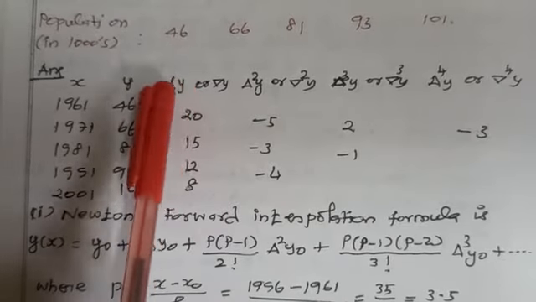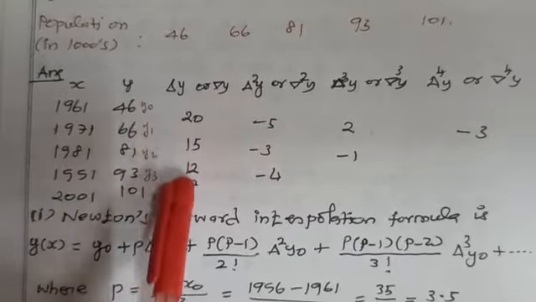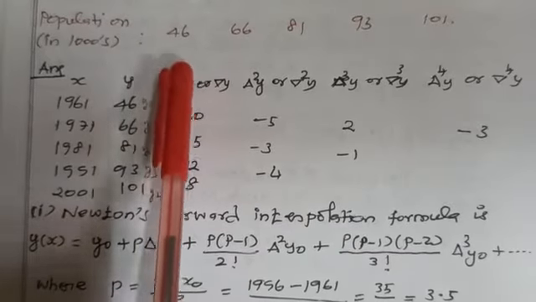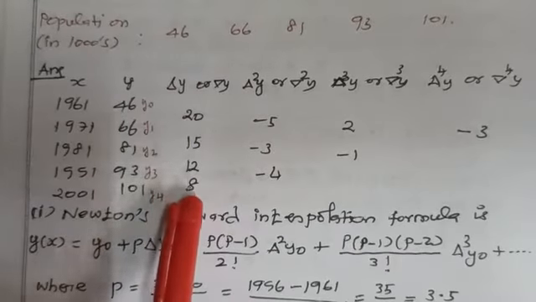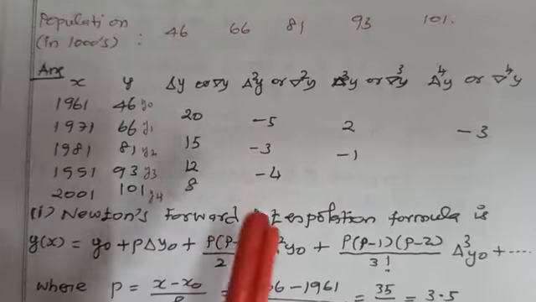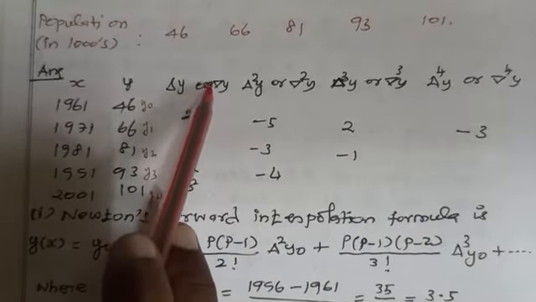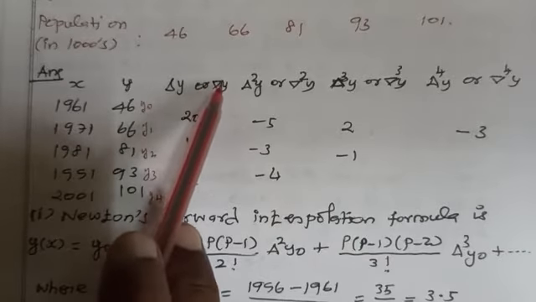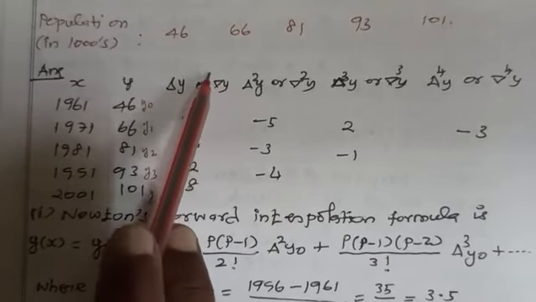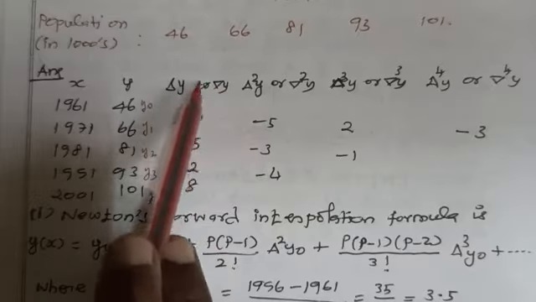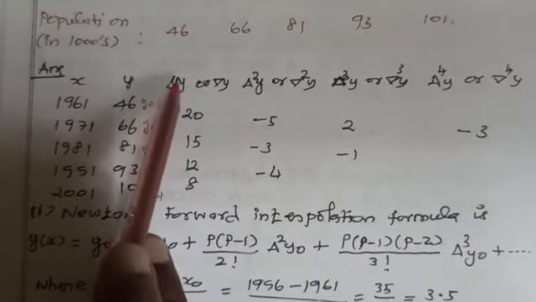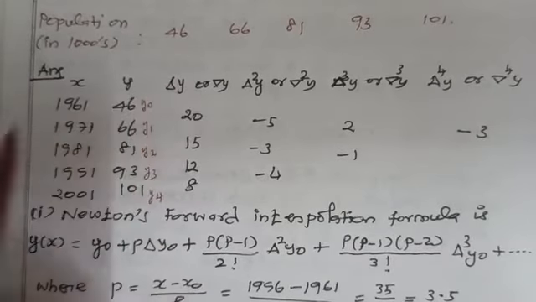In the third column, we are representing delta y. This is for Newton's forward. And this delta, written in reverse, is for Newton's backward. This is for Newton's backward and this is for Newton's forward.